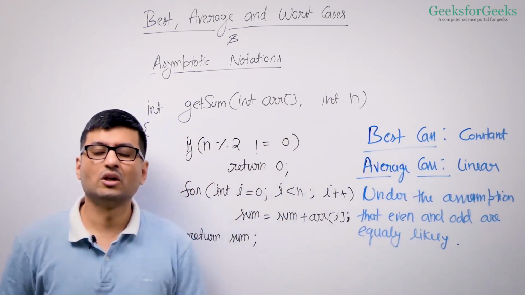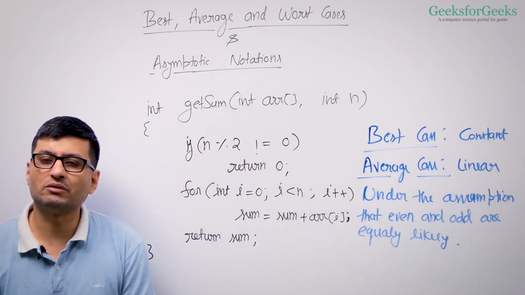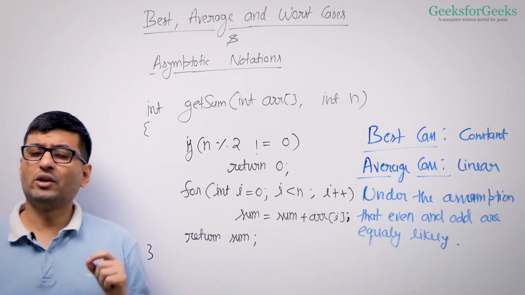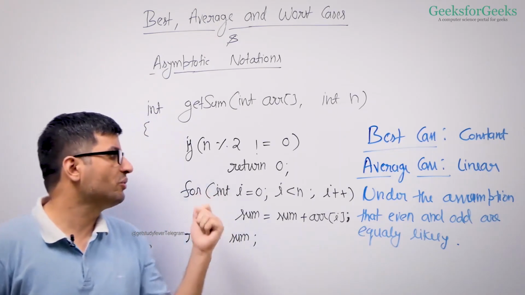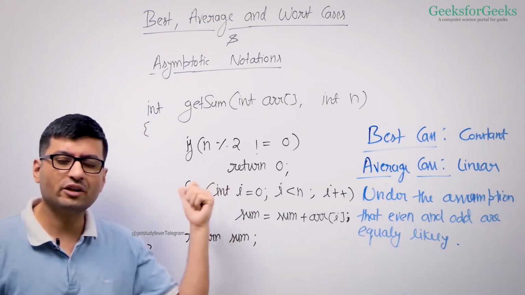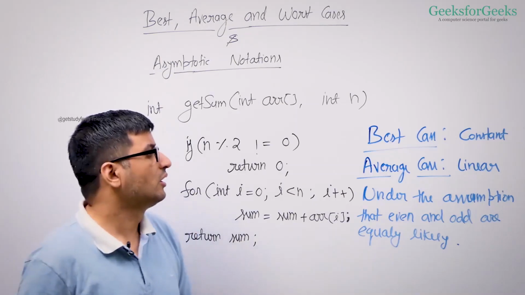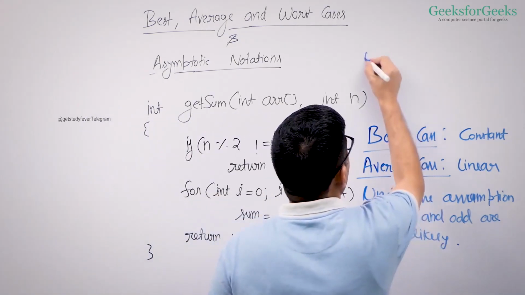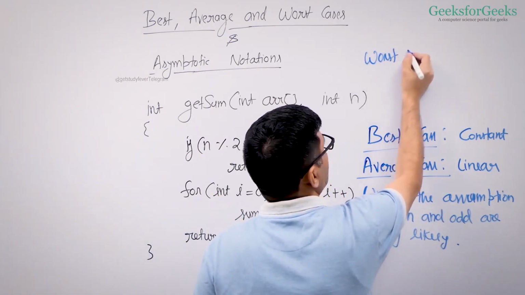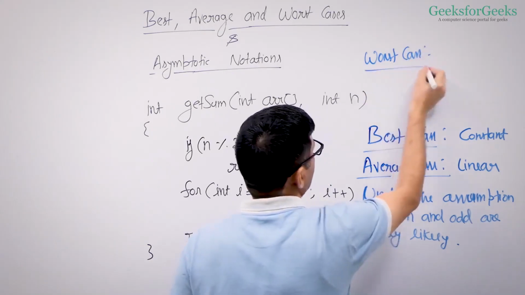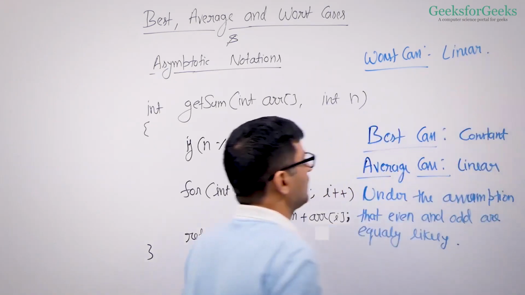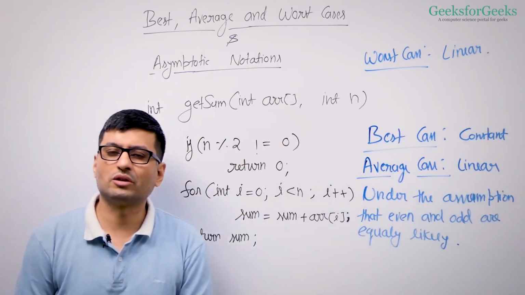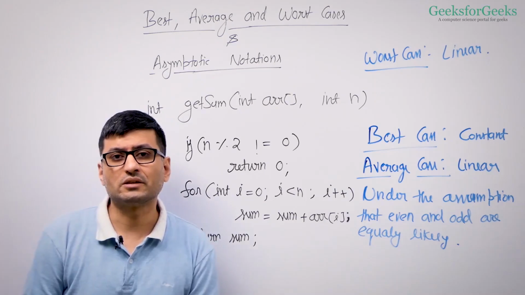Now worst case. What is the worst case time complexity of this function? In worst case, your n will be even. When n is even, it's always going to take linear time. Doesn't matter. So worst case for this code is linear. That's the order of growth of this function for 3 different cases.